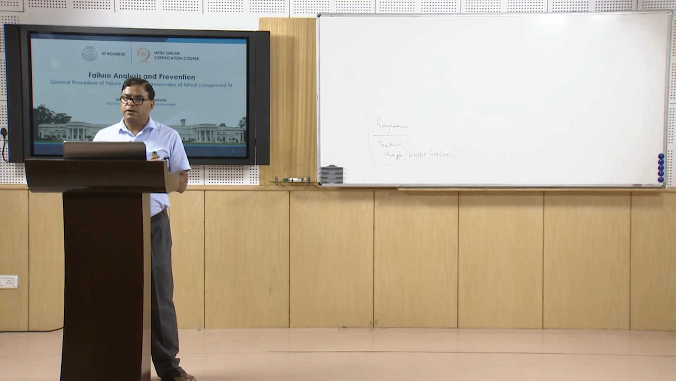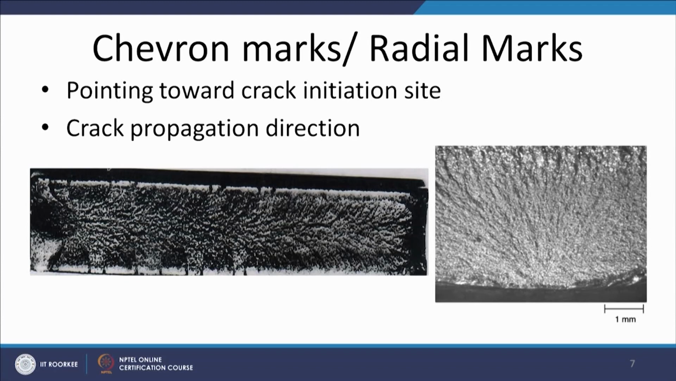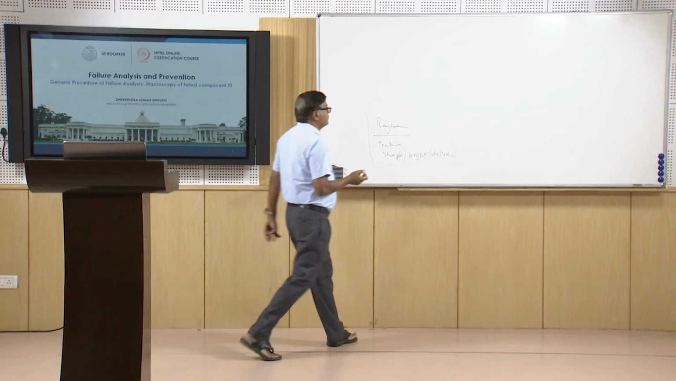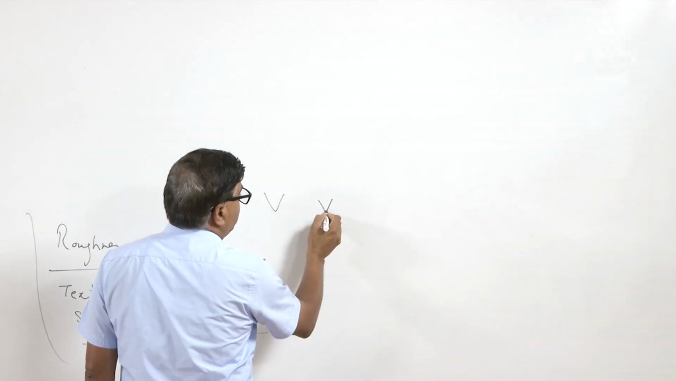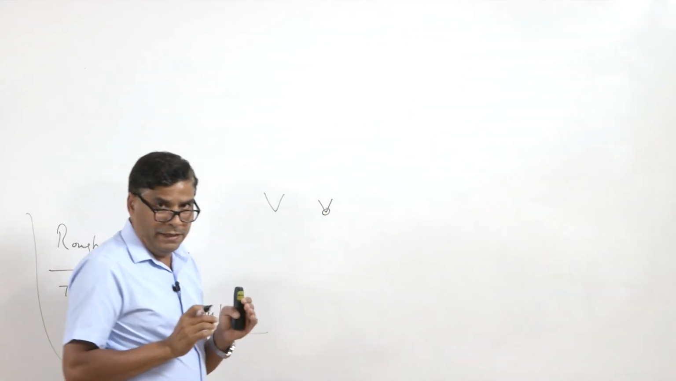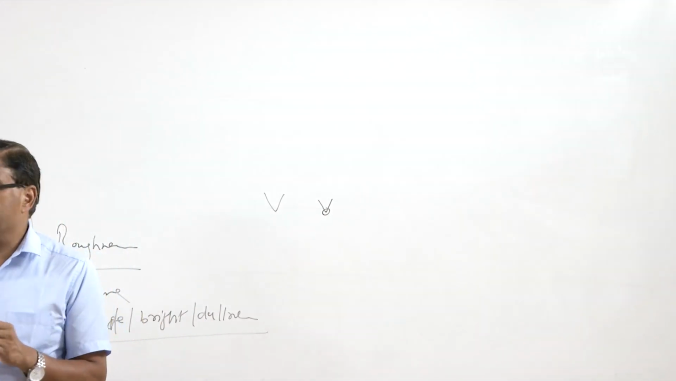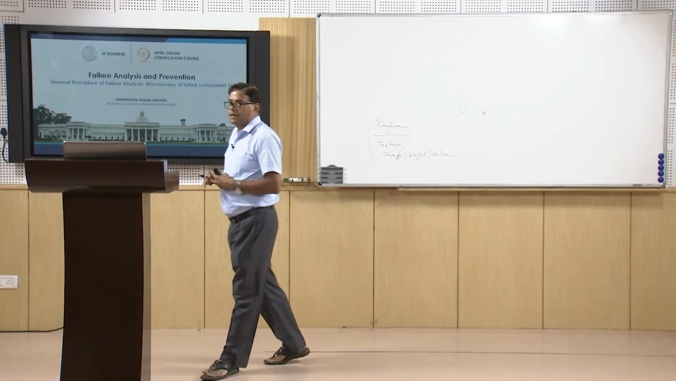The chevron marks or the radial marks, these are the two features which are used to indicate the direction in which the crack has grown. Chevron marks are basically on the fracture surface, they are of the V shape. Normally, the tip of the V indicates the direction opposite to that of the crack growth.